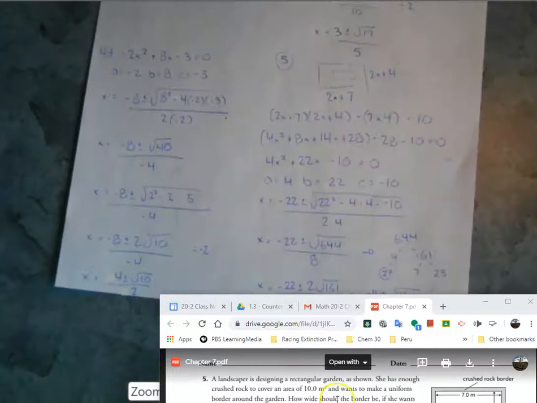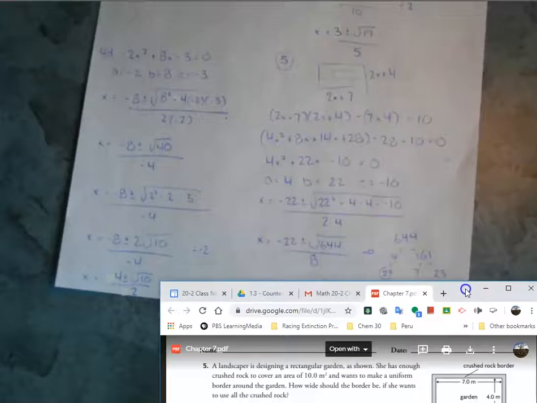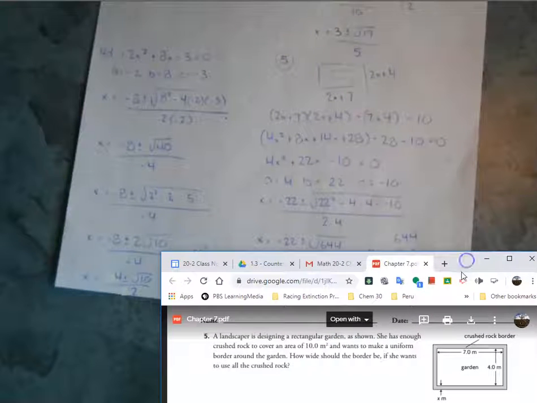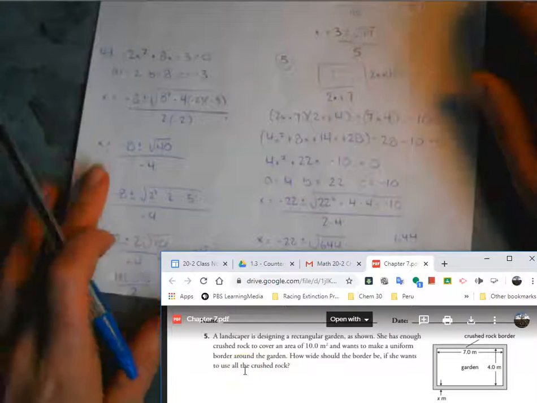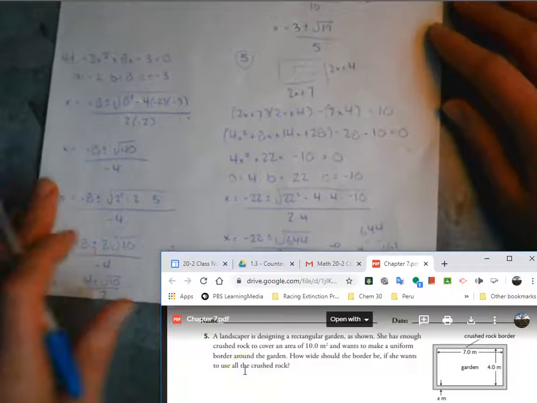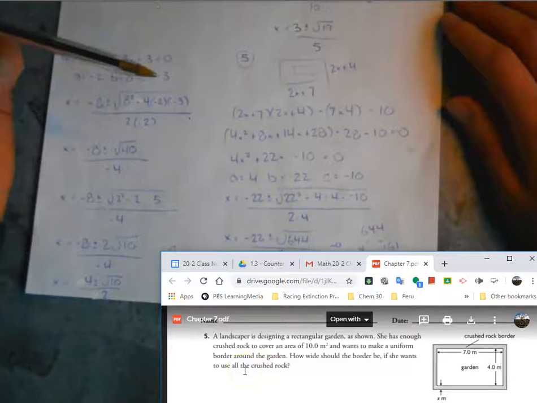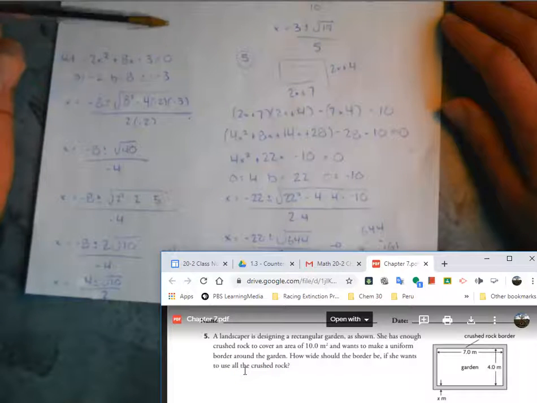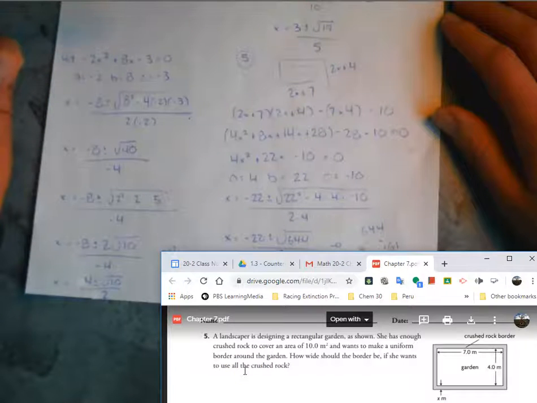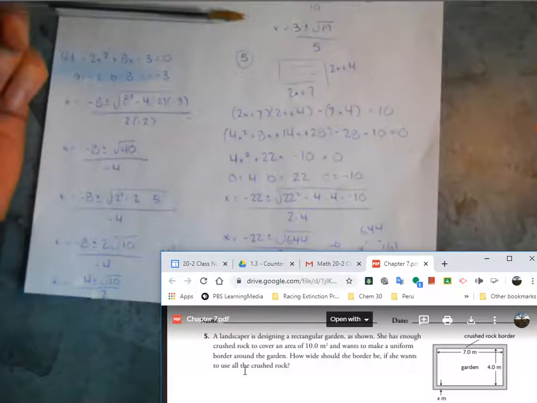And then you had number 5. So number 5 was a word problem where you have a landscaper designing a garden, and she has enough crushed rock to cover an area of 10 meters squared and wants to make a uniform border around the garden. How wide should the border be if she wants to use all the crushed rock?